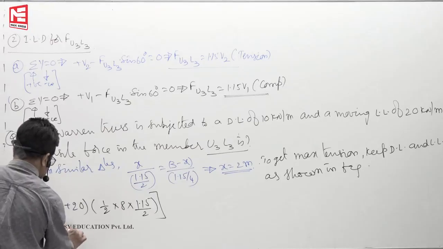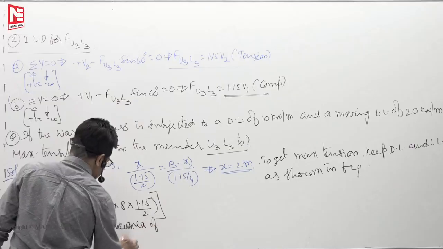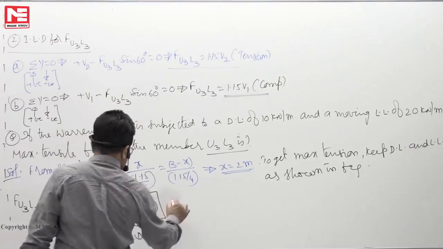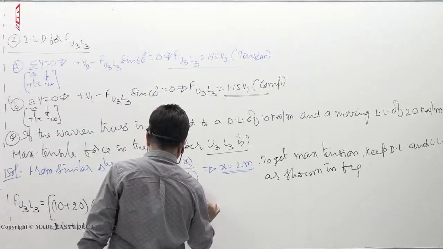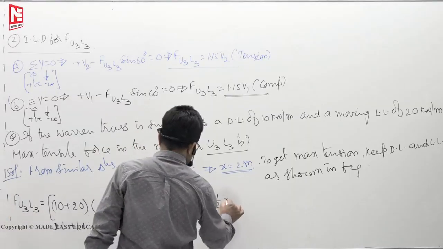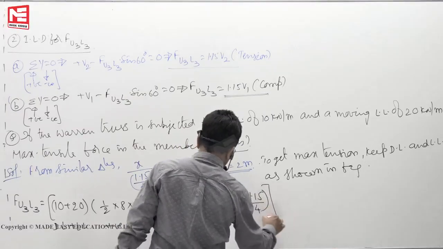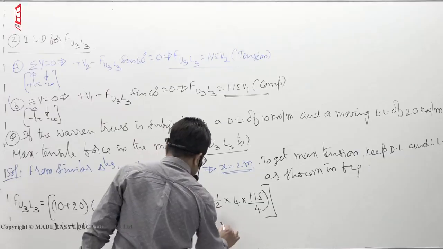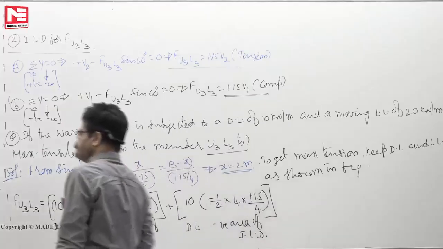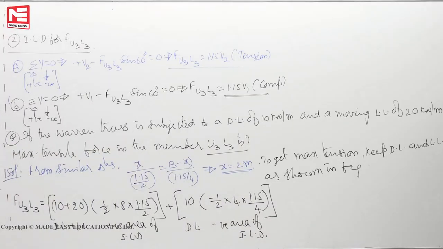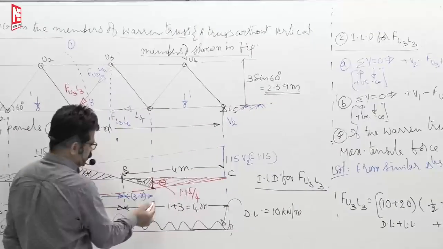This is dead load plus live load. This is positive area of ILD plus dead load. The other portion only dead load 10 kilonewton into negative area minus, half base is 4 meters, height is 1.15 by 4. This is dead load. This is negative area of ILD. Negative area of ILD means this triangle. From here to here, this is 4 meters. This height is 1.15 by 4.